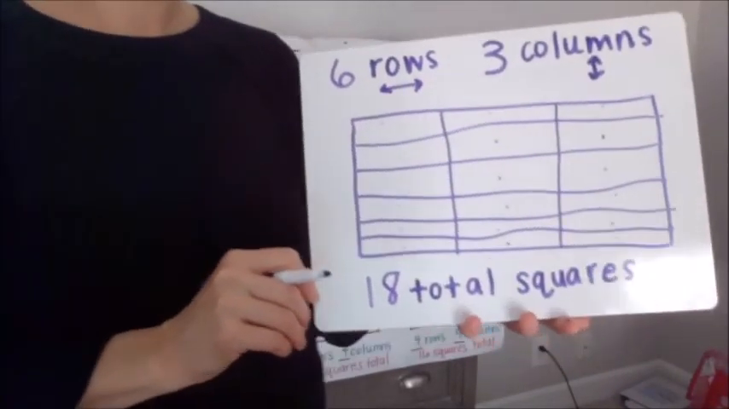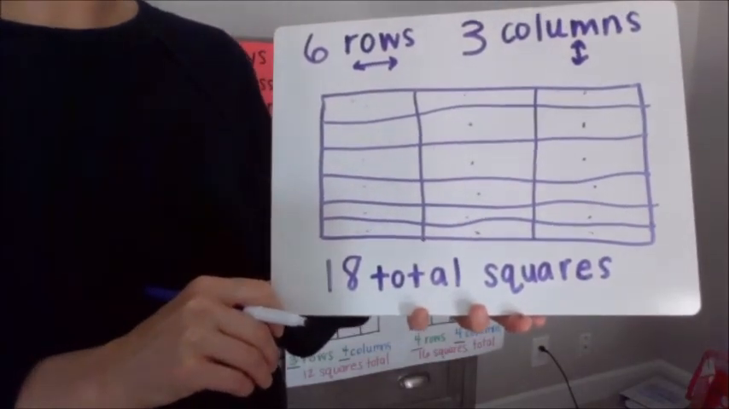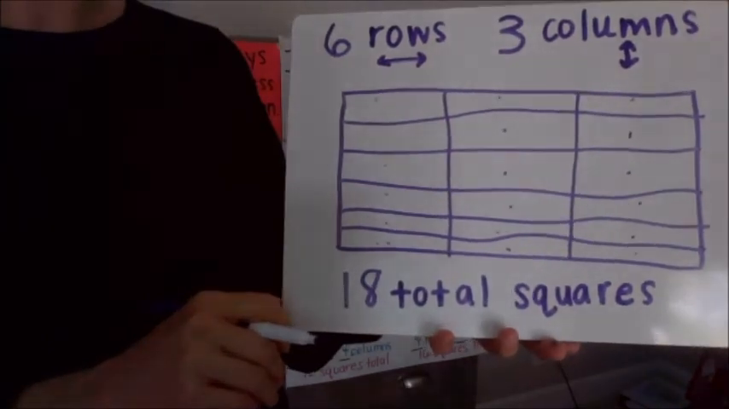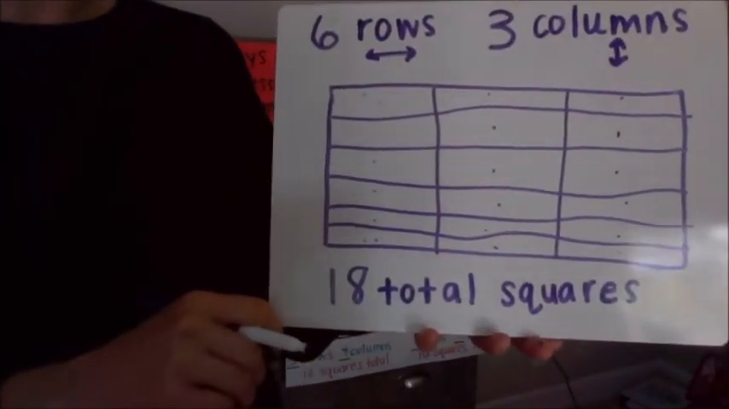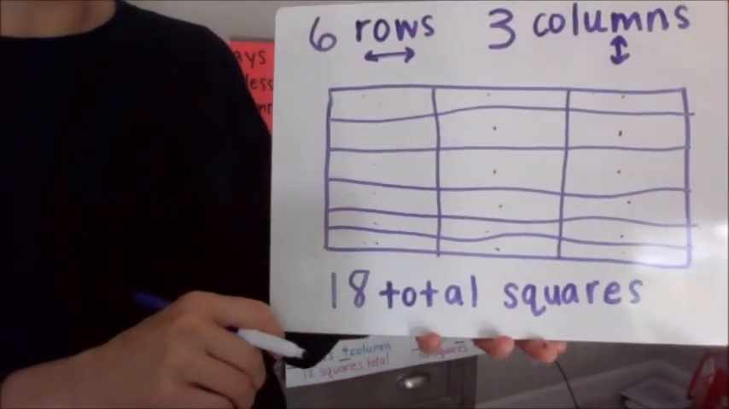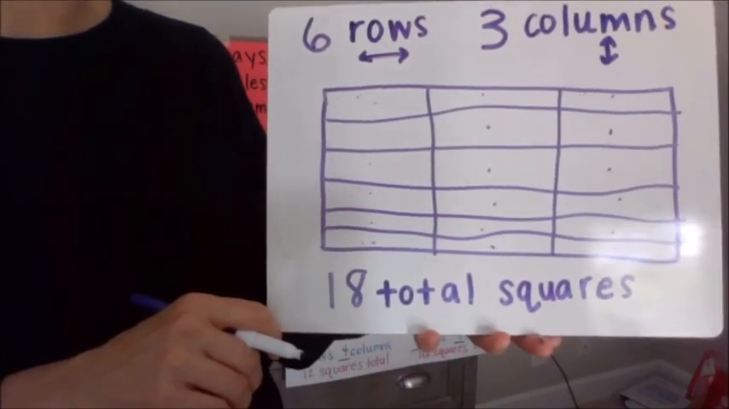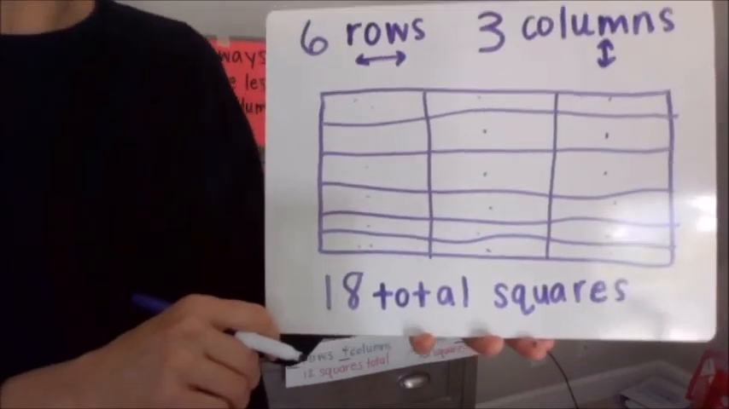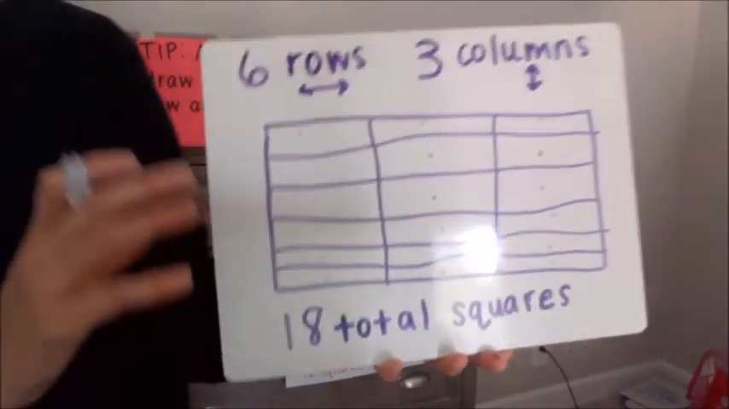And remember, guys, try to draw your rows and columns as neatly as you can so you can count your total squares. So take your time drawing those lines because sometimes it gets a little tricky and it can get messy. So just try to use your best handwriting when you are drawing your rows and columns.